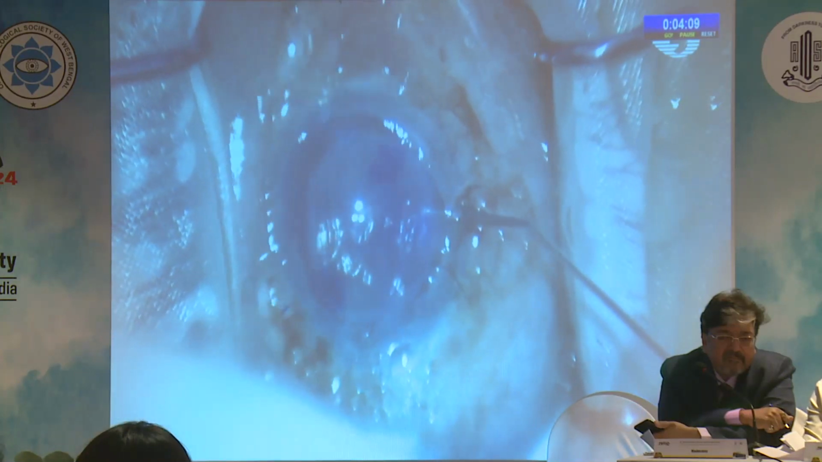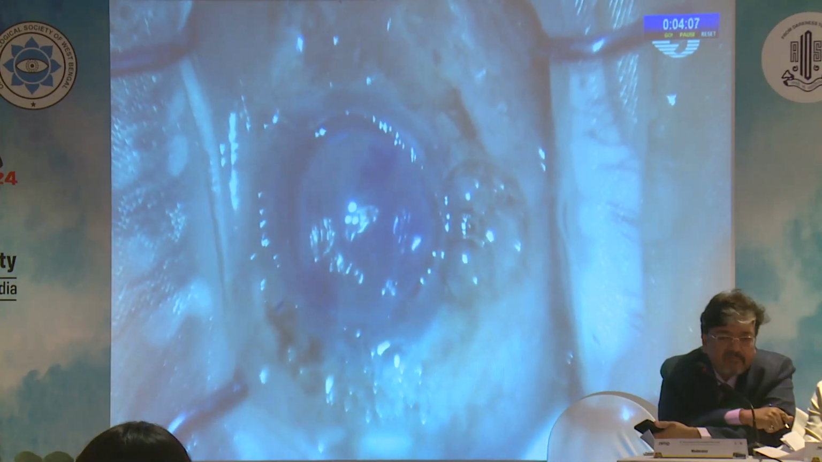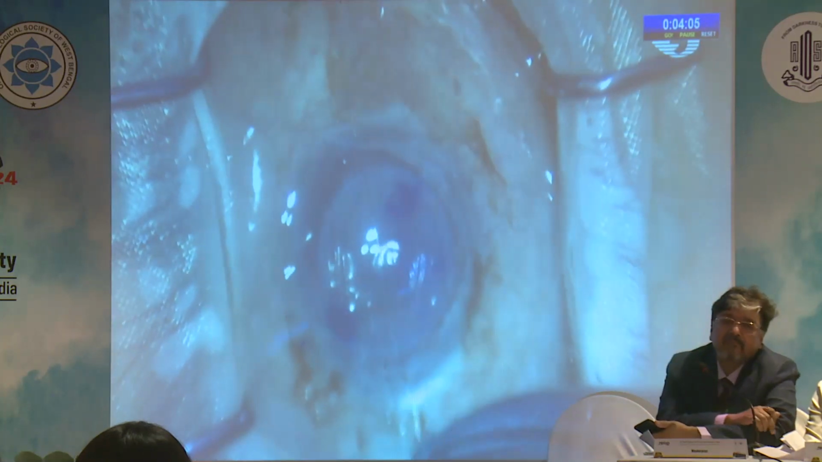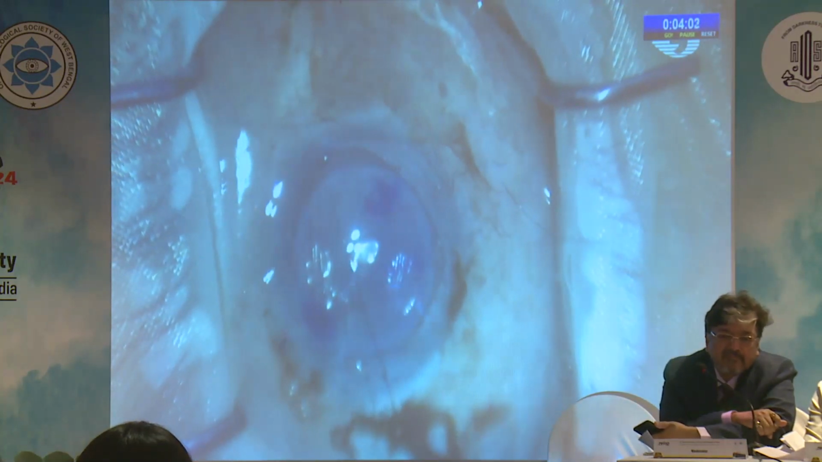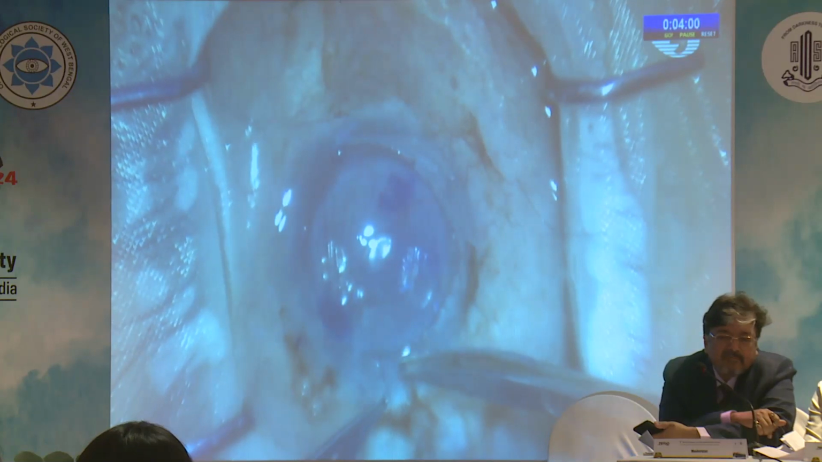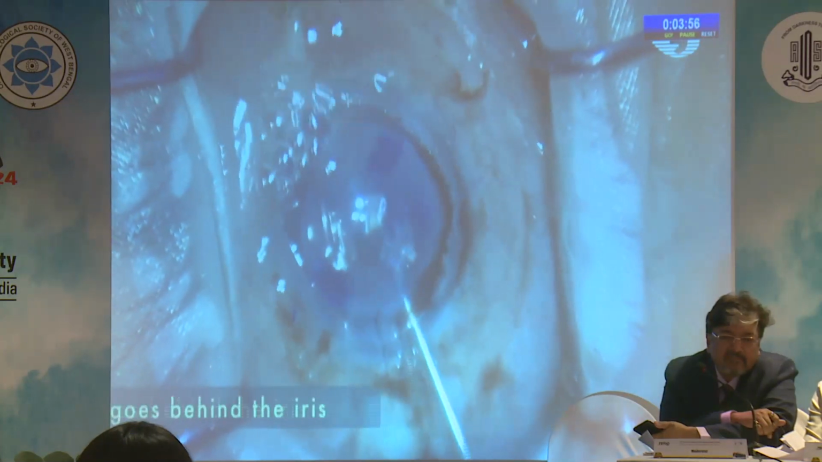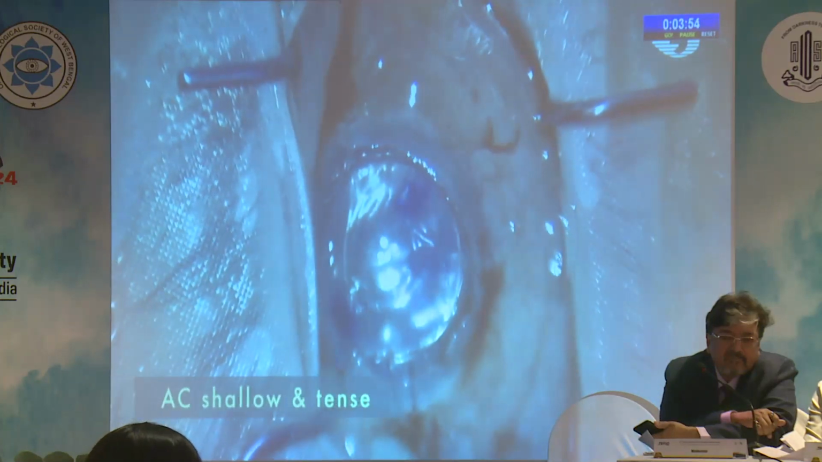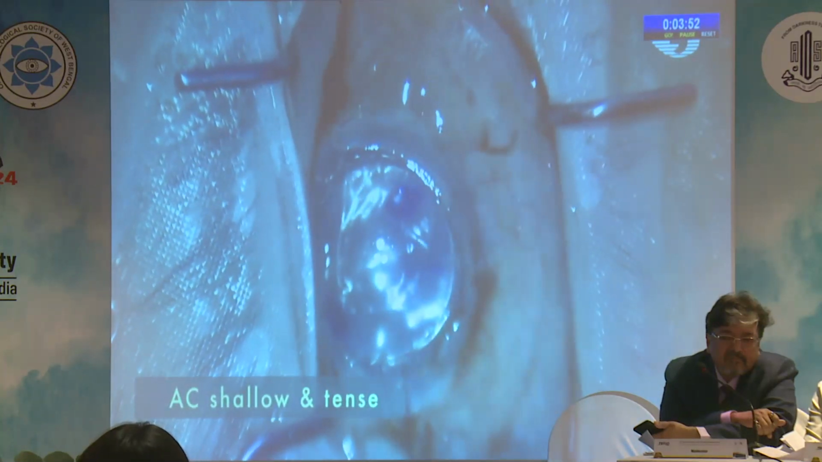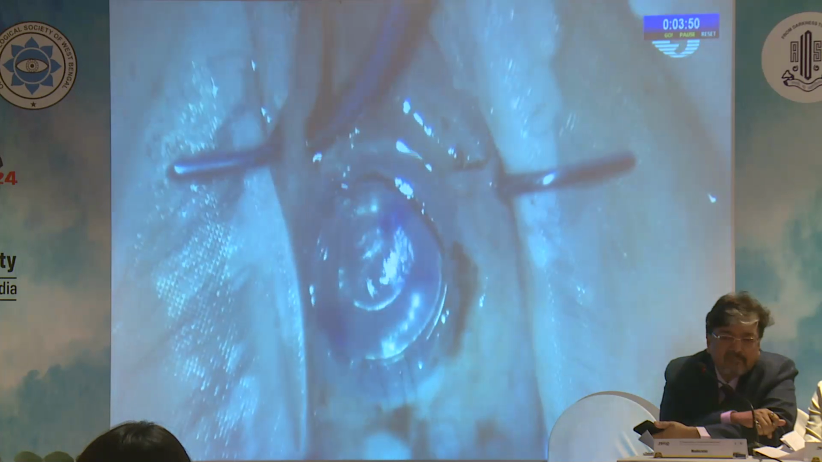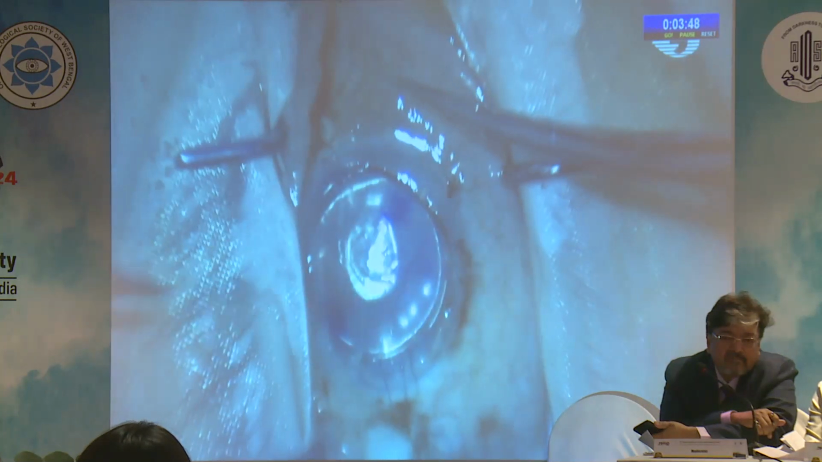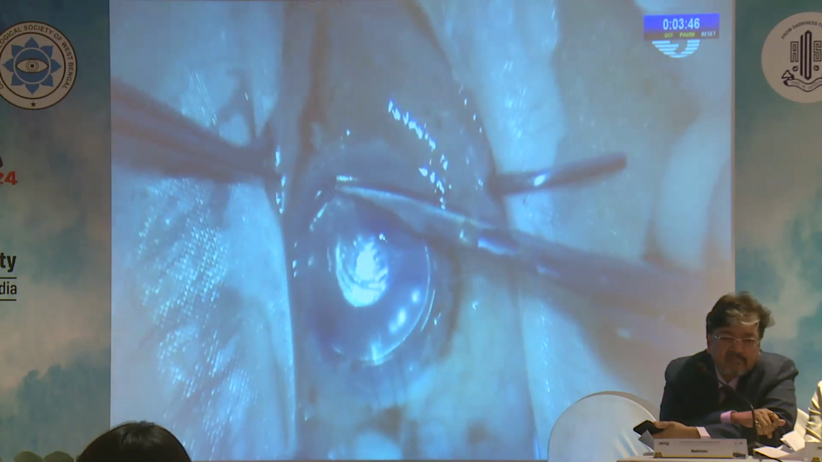Finally, the graft unfolds, though the air goes behind the iris. The main wound is then sutured with another 10-0 suture. Attempts at air injection fail. Air finally fills the AC, but the chamber is shallow and tense. This is followed by the surgeon suturing all the side ports and putting additional sutures on the main wound.